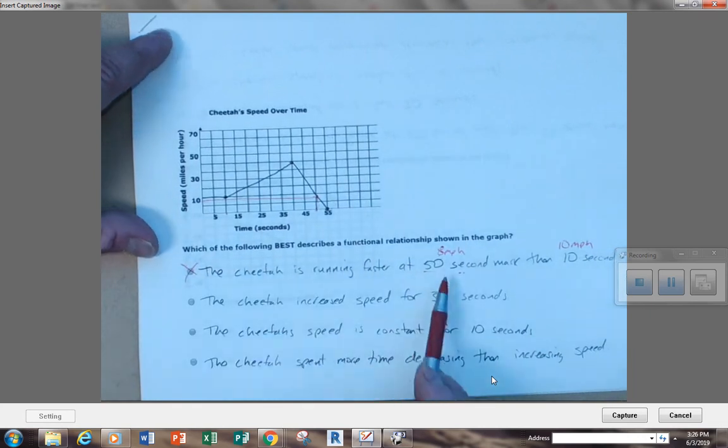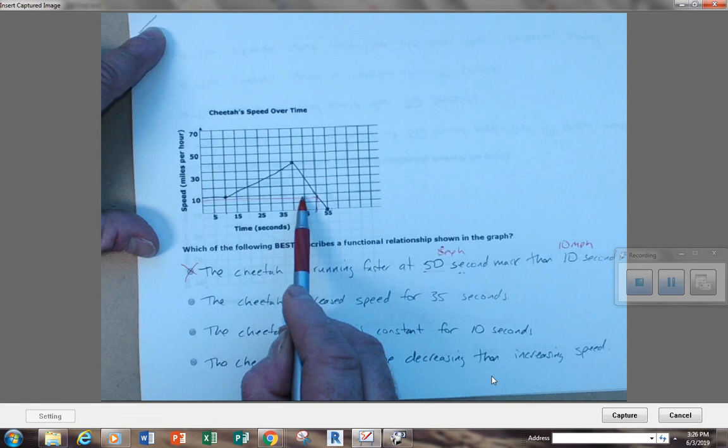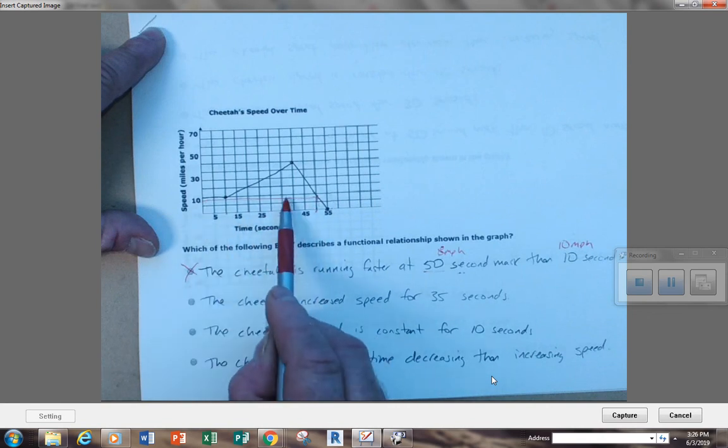So 50-second mark, go over to 50. Go up to the line till you hit it, and then when you hit it, look over at the Y number. That's your speed, 8 miles, just below 10. For this one, go up to 10 miles an hour, false.